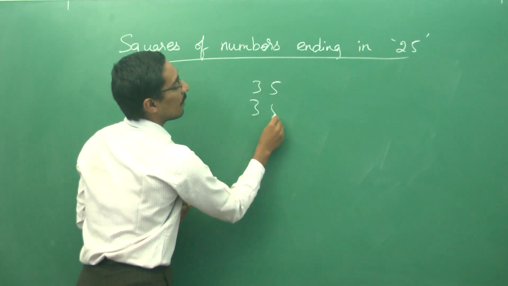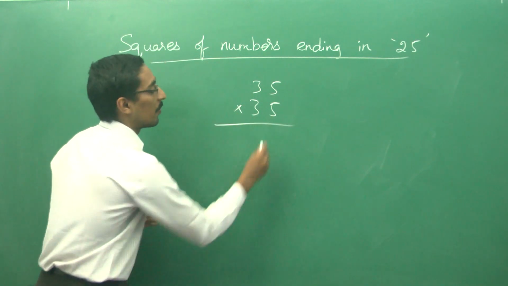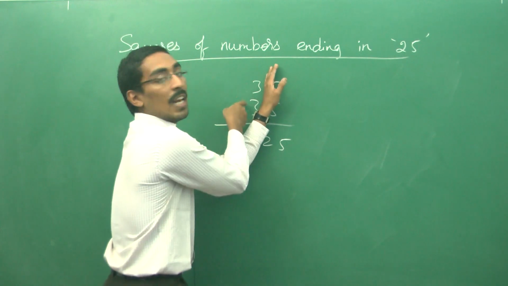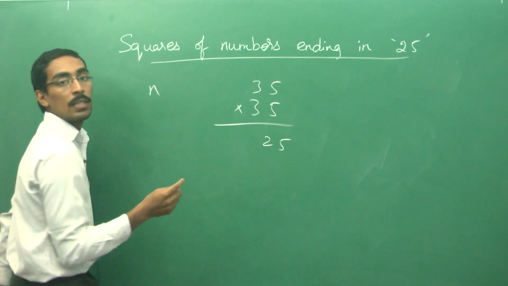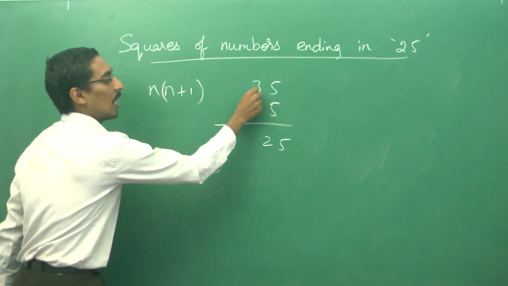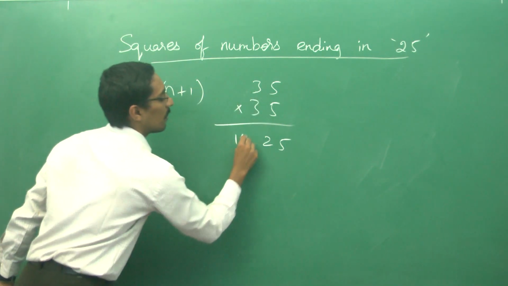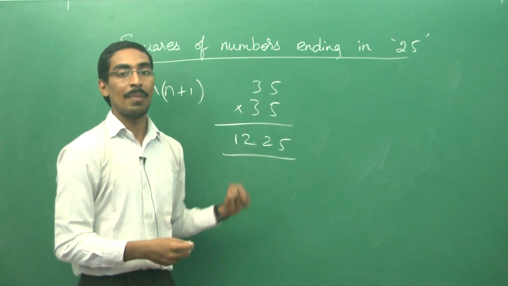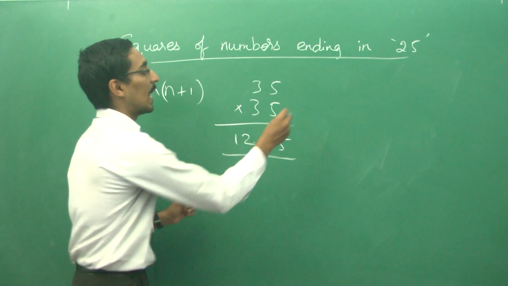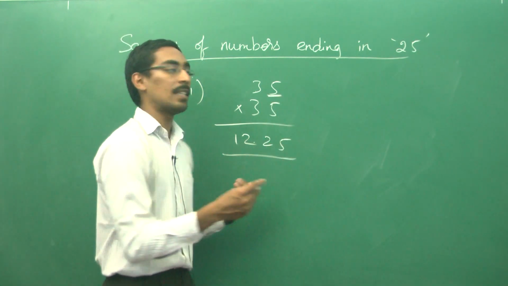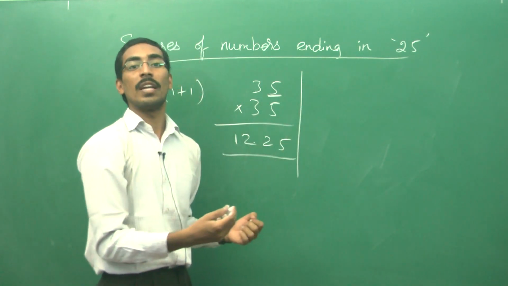If it is 35 into 35, what do we do? For 5 into 5, just write 25. Other than the 5, if the left out portion is n, we should just do n into n plus 1, isn't it? So if the left out portion is 3, 3 into 4 we will do 12. So 1225 will be the answer for 35 square. But this is only for numbers ending in 5, not 25. Now let us see how to slightly extend it for numbers ending in 25.